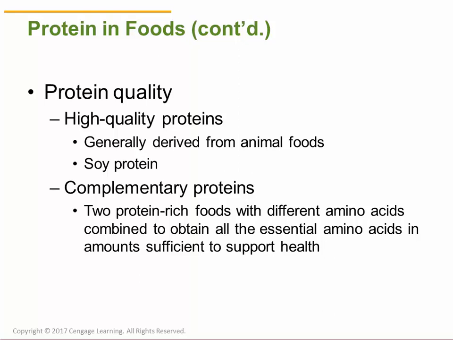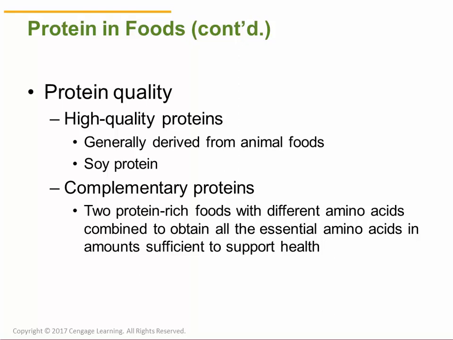Also, we already mentioned soy is a good source. Complementary proteins means that you have two proteins that you combine in a meal that actually complement one another. What essential amino acids one lacks, the other one takes up on. And so therefore it complements the other. For example, rice and legumes. That is a complete protein.